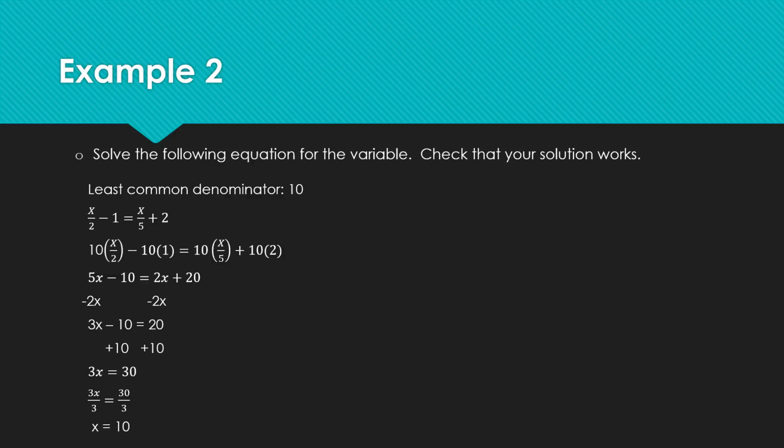So the check here is going to be really nice because we have nice whole numbers and everything. The 2 and the 5 are both divisible evenly into 10. So our check is basically going to start from the absolute first line that you were given here. So 10 divided by 2 minus 1 is equal to 10 divided by 5 plus 2. That's 5 minus 1 is equal to 2 plus 2. And this is a true statement, which means our solution of 10 does work out.